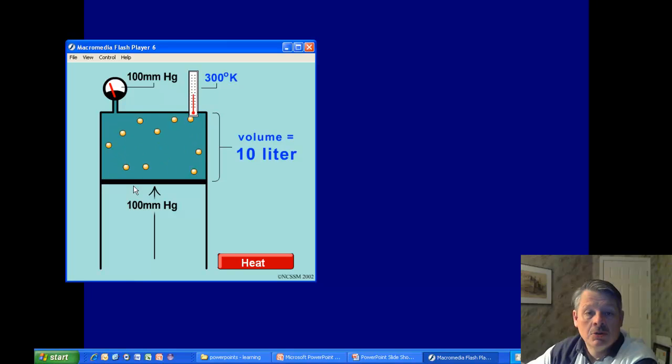Again, I have a closed system. I didn't add any molecules to this at all. The number of molecules in there, the amount of gas, remains the same.